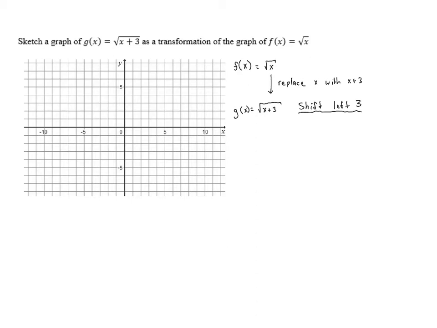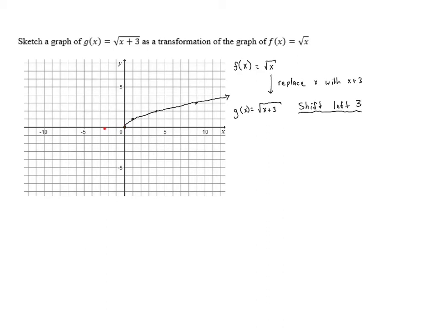Now, the graph f of x equals the square root of x, we've graphed this many times. It starts at the origin. It goes through (1, 1), (4, 2), and (9, 3). And it looks something like this. So with our transformation, what we need to do to this graph is shift it to the left 3. So each of these points that we have, we need to shift to the left 3.